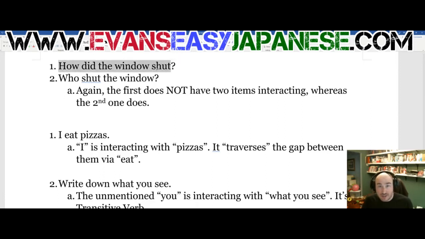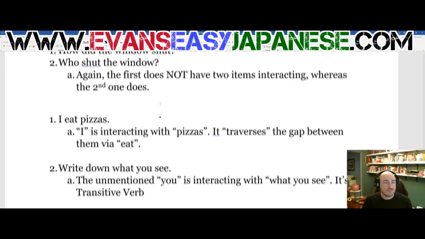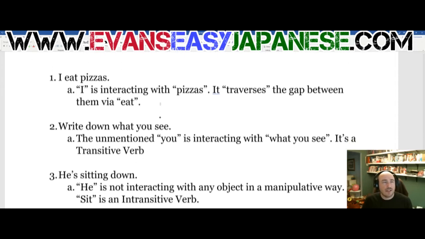This is an intransitive verb because there's no object being acted upon. There's no subject acting upon the object. Well, there's a subject, but it's not acting upon the object. Who shut the window? Who is the person who shut the window? Thus, it's transitive. Number 1 is intransitive, and number 2 is just plain old transitive. Again, the first does not have two items interacting, whereas the second one does. Great. All right, let's go on to have some more.